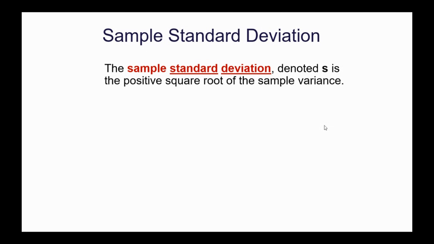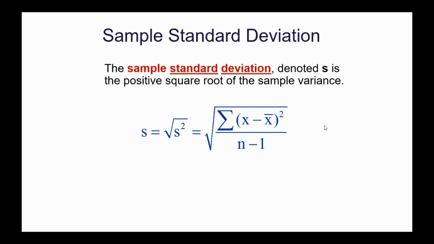So that's where the standard deviation comes in. The sample standard deviation, which we just denote by S, is the positive square root of the sample variance. So the formula for standard deviation looks nasty until you realize that really this is just S squared underneath the square root. So the way you usually would find it is find S squared, find the variance, and then just square root it. And you get the standard deviation.